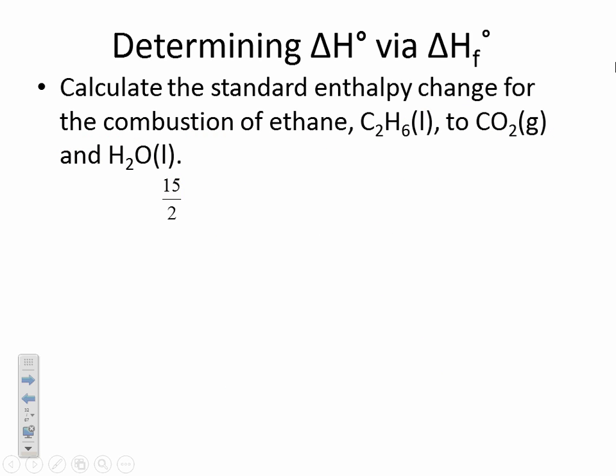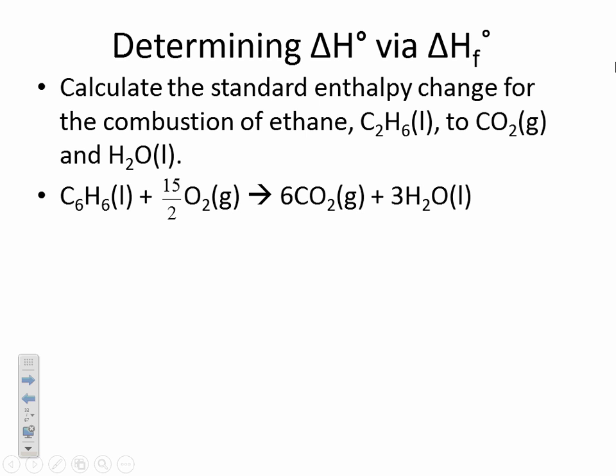So I'm just going to show you two examples with this. Calculate the standard enthalpy change for the combustion of ethane, C2H6 liquid, to CO2 gas and H2O liquid. So we can do this using Appendix 4. Again, that's where I'm going to be pulling all these numbers from. And we have a balanced equation. So realistically, the first thing that you need to do is look up all these numbers. What are the standard enthalpies of formation for all the species that are in the chemical equation?